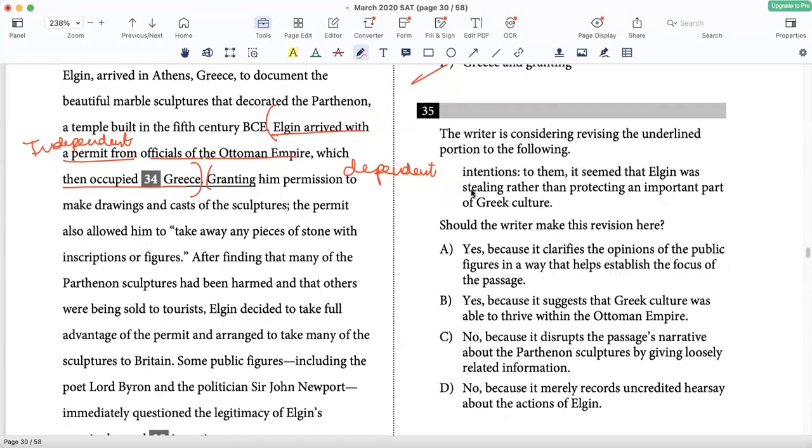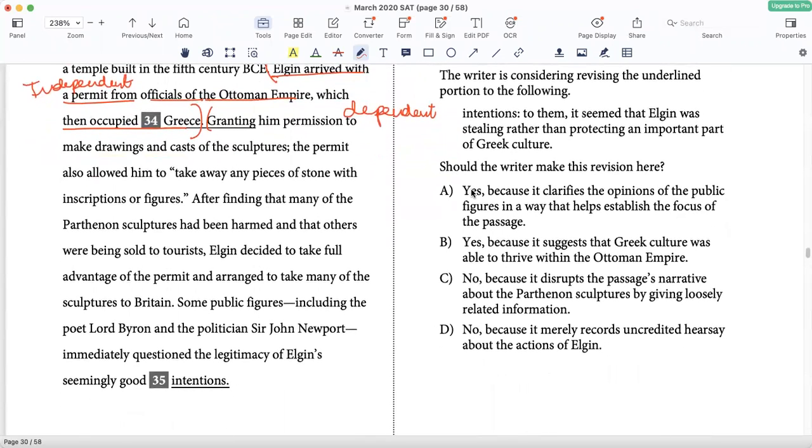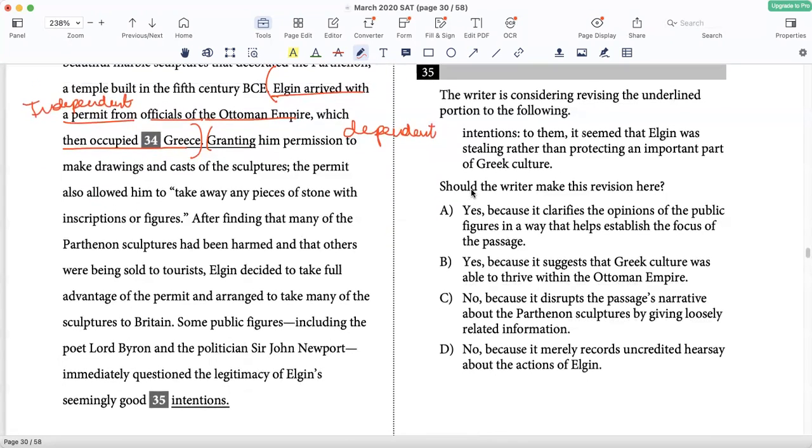The permit also allowed him to take away any pieces of stone with inscriptions or figures. After finding that many of the Parthenon sculptures had been harmed and that others were being sold to tourists, Elgin decided to take full advantage of the permit and arranged to take many of the sculptures to Britain. Some public figures, including the poet Lord Byron and the politician Sir John Newport, immediately questioned the legitimacy of Elgin's seemingly good intentions. The writer is considering revising the underlined portion.